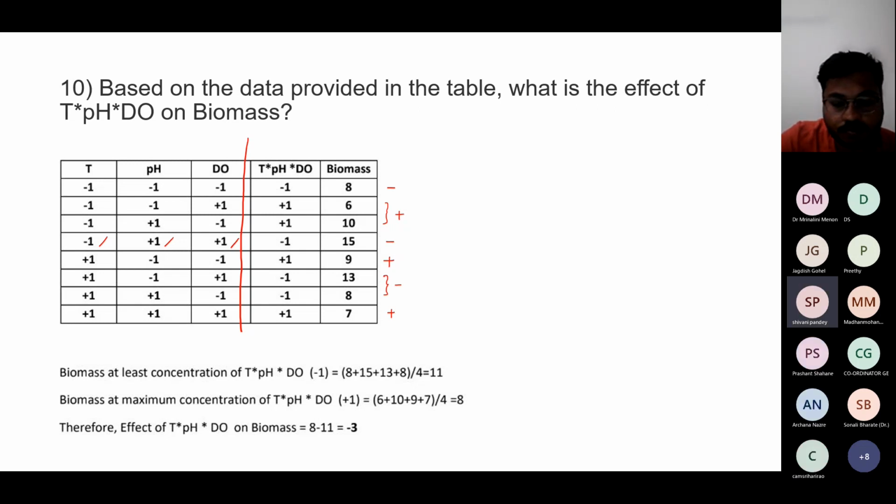In technical language, what could we say if the answer comes in minus? What will be the technical language we could write as a result of this particular calculation? So basically it has a negative relationship. If this factor temperature into pH into dissolved oxygen increases, the biomass should decrease. And if it's a positive answer, then as this increases, biomass should also increase. That is one of the factors could have an inhibitory effect. Not one of those factors, the interaction between all three of them. Okay, interaction.